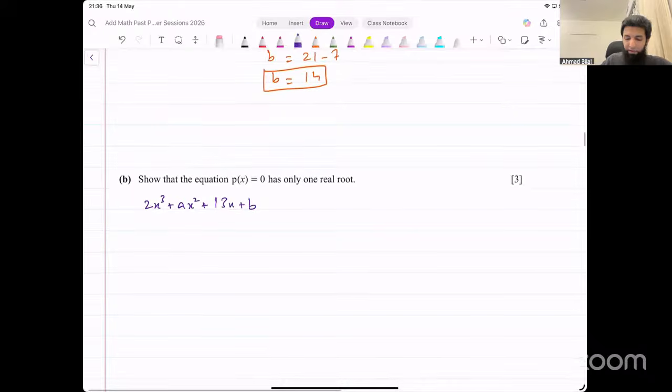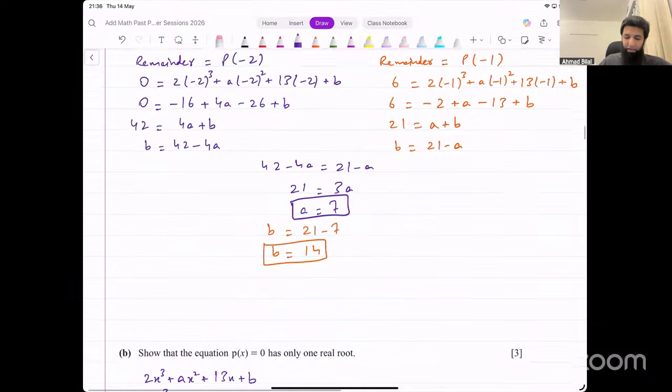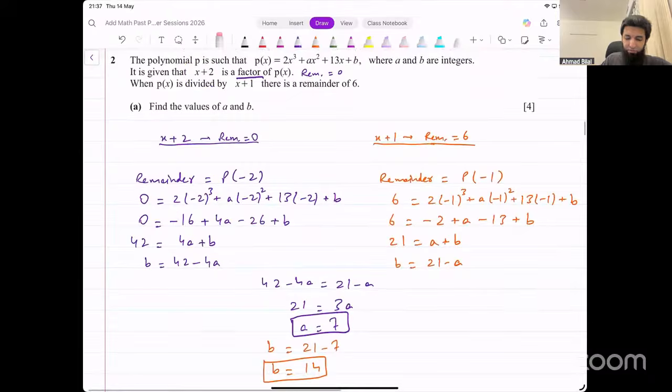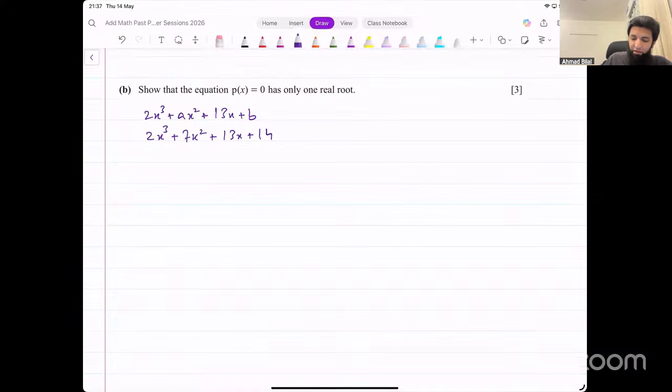We already know the values of a and b now, right? The polynomial is 2x cubed. Value of a is 7, so that's 7x squared. Value of b is 14, so that's 13x plus 14. That's the polynomial. Now we are given one factor, which is x plus 2. Now since x plus 2 is a factor, we can do division, right? And find the other factor from this. Let's do long division. This is the polynomial.